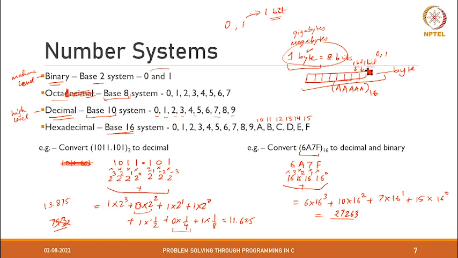Okay. Good evening, sir. Actually, I have one question. In computers, everything is in binary, so what is the need of using octal and hexadecimal? At the end of the day, everything is converted into binary, right? Yes, but it makes it easier for us to visualize numbers.